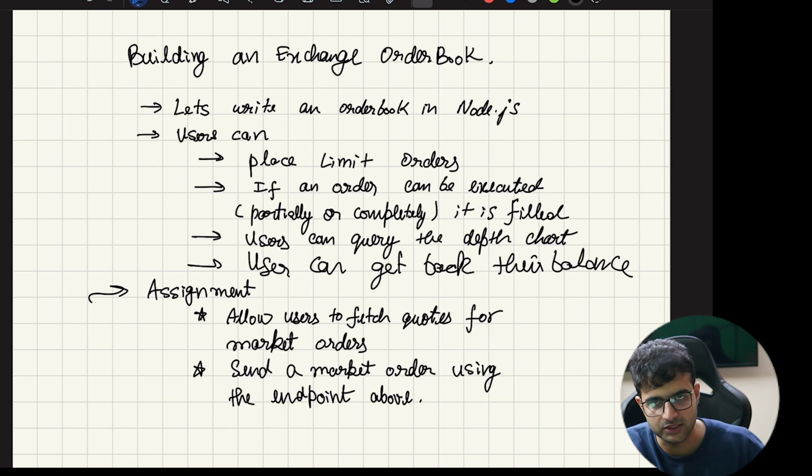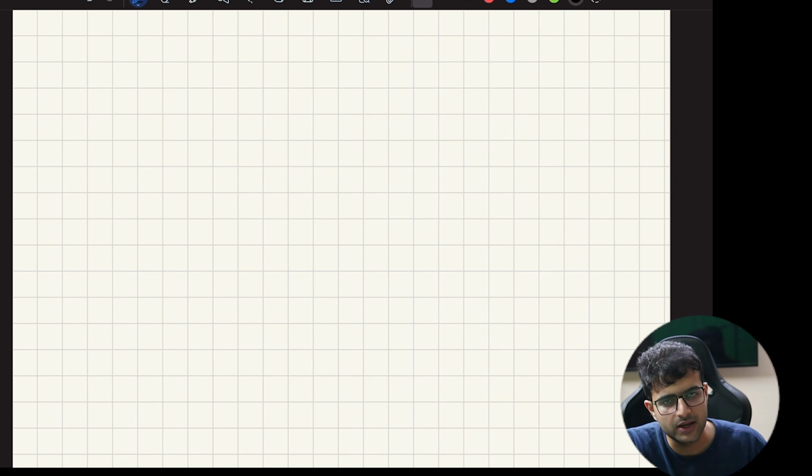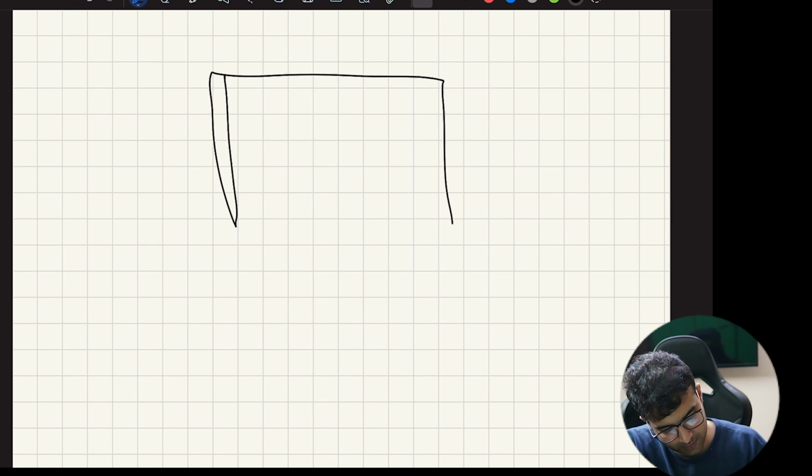I will explain the assignment as we go through the code base. So let's dive into the code base. Before we do that, let me give a high level view of how I would write a code base for an application like this. I'd probably create an HTTP server.